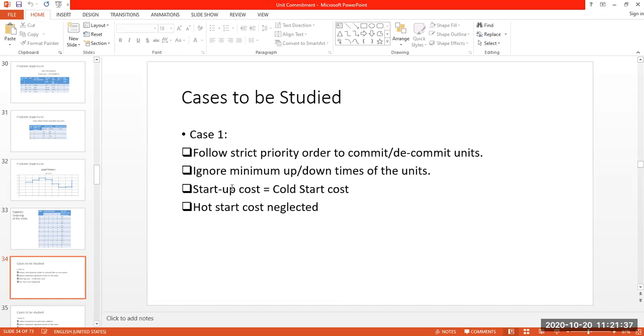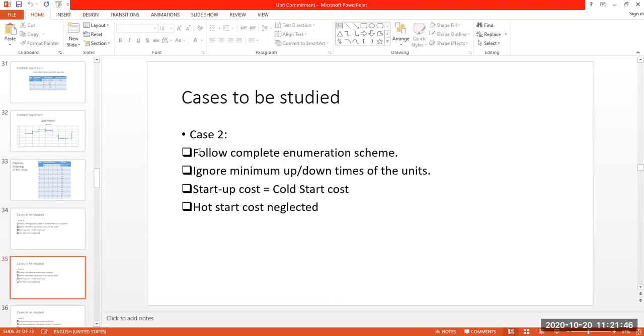Then I consider that the startup cost is simply the cold start cost, and I'm ignoring any hot start cost associated with the units. In case 2, you don't follow the priority list, rather you follow the complete enumeration scheme. What is the complete enumeration scheme? We'll show it.